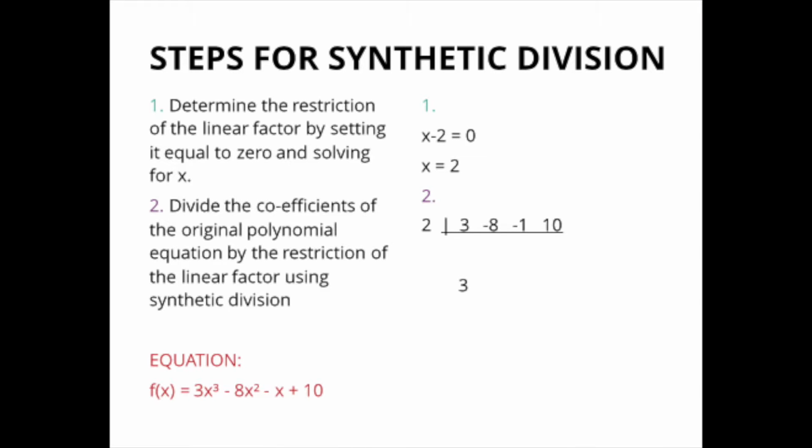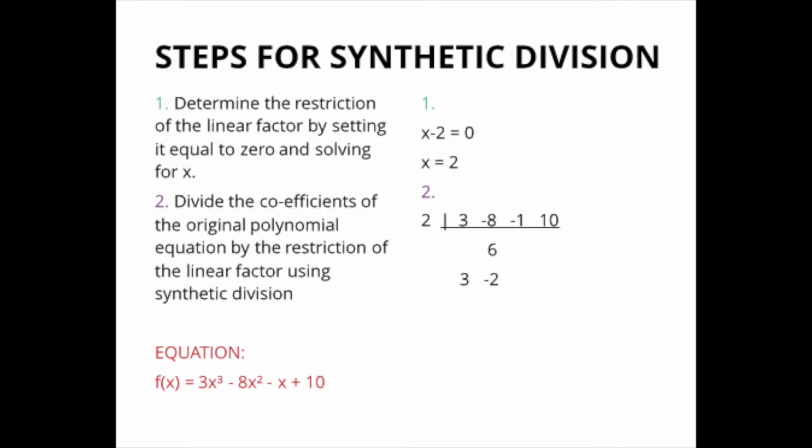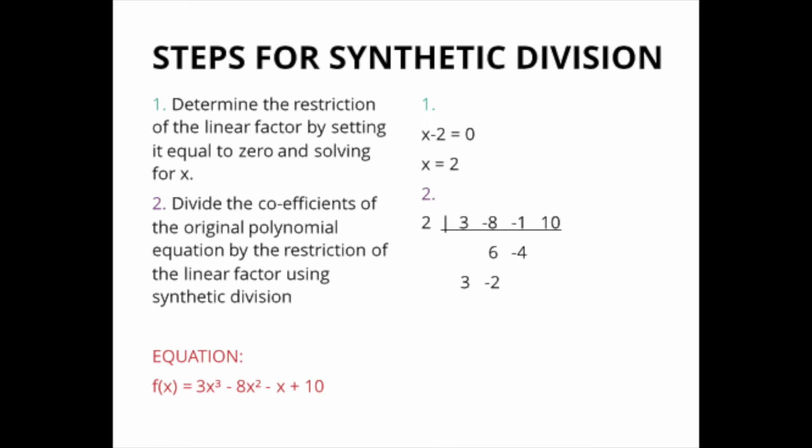Now bring down the 3. Multiply 2 by 3, and then add that product to negative 8. Multiply the sum by 2, and then add the sum to negative 1. Repeat this process. The last digit should be a 0 because that represents the remainder.